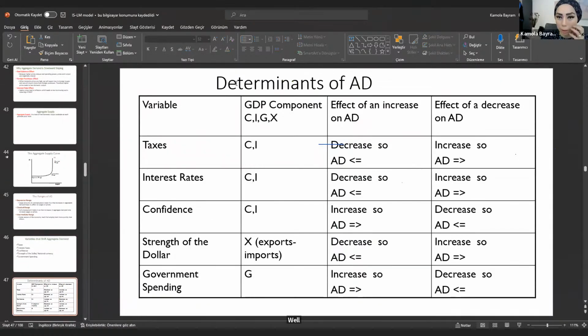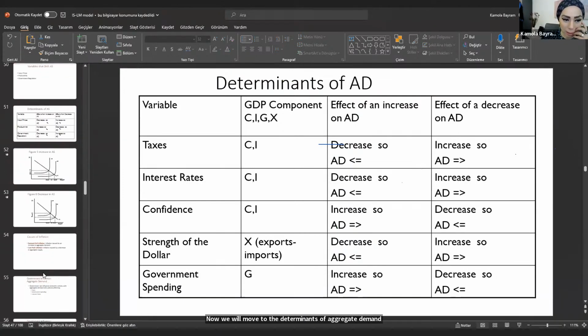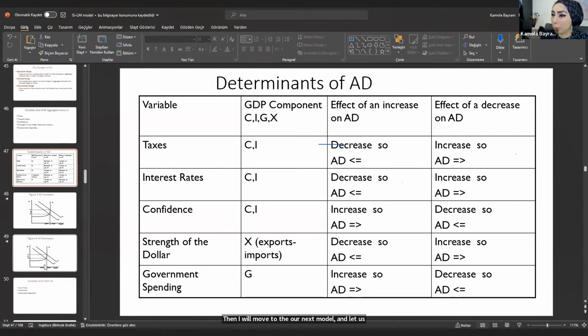Well, now we will move to the determinants of aggregate demand. From here, I will move to our next model, and let us continue this coming week after Eid, where we will cover all our models. I will share, by the way, all my slides, and I really encourage you to go through the slides before the class and rewatch this class before we start our next class, so it will be easy for you to understand new concepts.